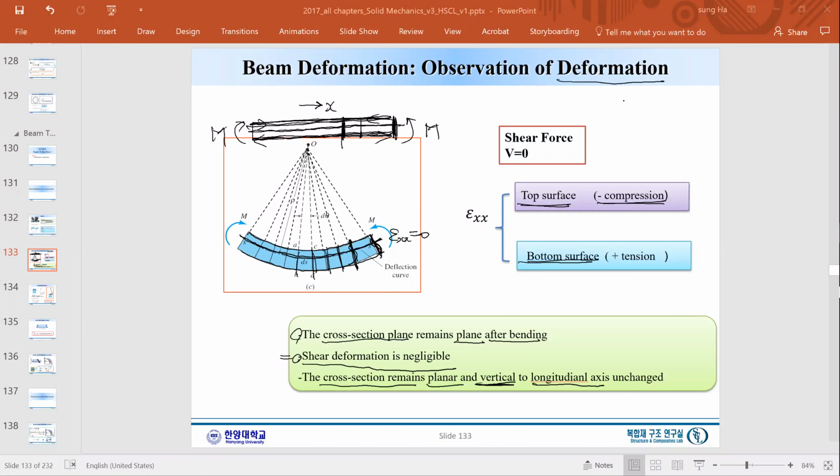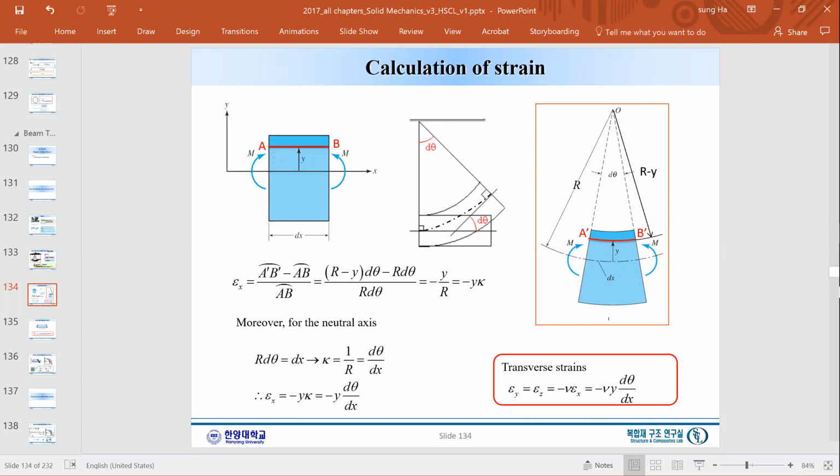I want to express this deformation of observation in more mathematical patterns. So the next slide is about the strains using some mathematical formula. Here, this is the before deformation, one part of the sections under a bending load. So we can say that the right-hand side is subject to a bending moment. Also, the left-hand side is subject to a bending moment M.